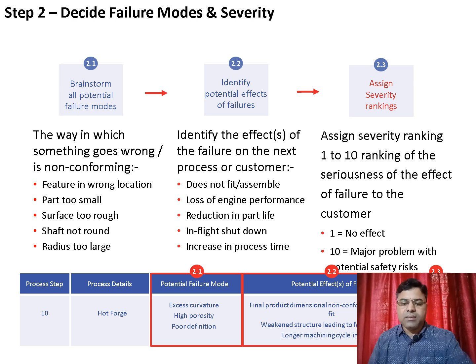is some non-conformity. Second is identify potential effects of failures. In that we have to identify effects of the failure on the next process or customer. And lastly we have to assign severity ranking. It is a 1 to 10 ranking of the seriousness of the effect of failure.